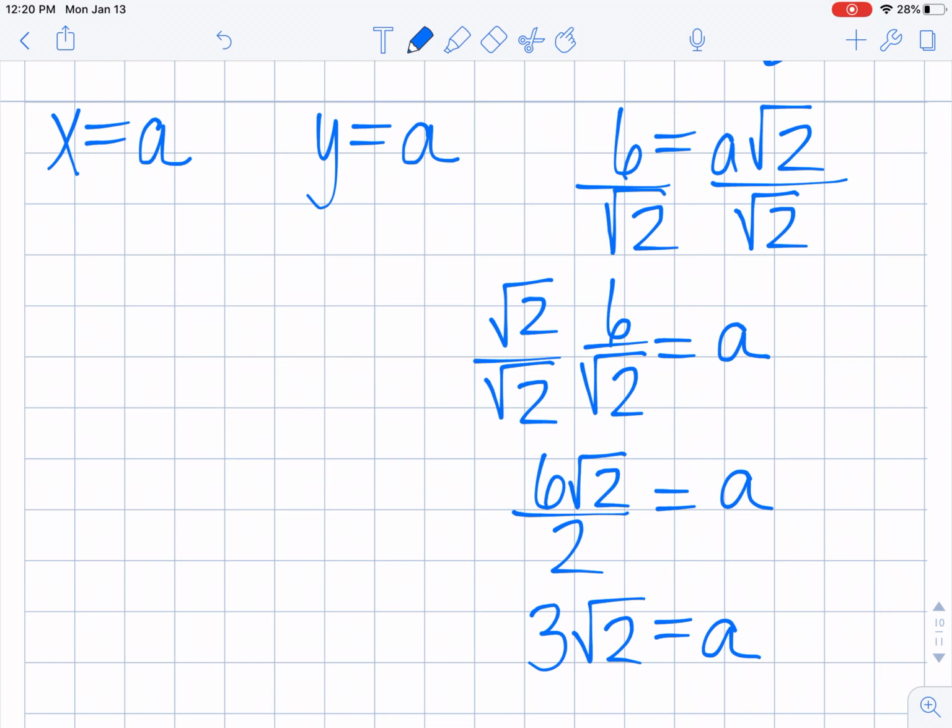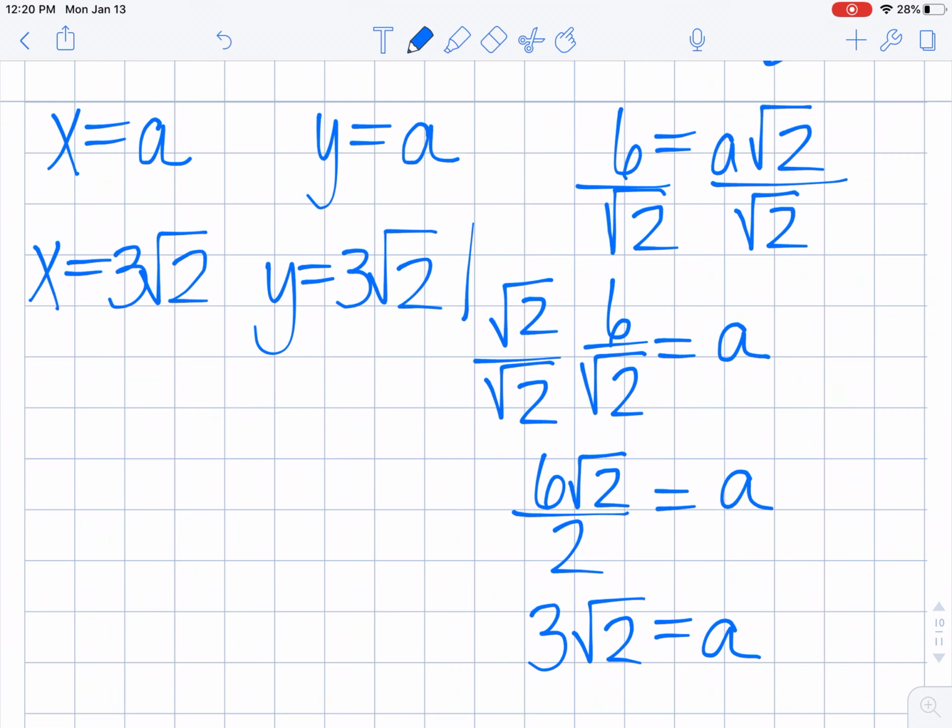So that means wherever I have an a for my other two missing sides, I'm going to plug it in. So x is equal to 3 times the square root of 2, and y is equal to 3 times the square root of 2. And these are your final answers.